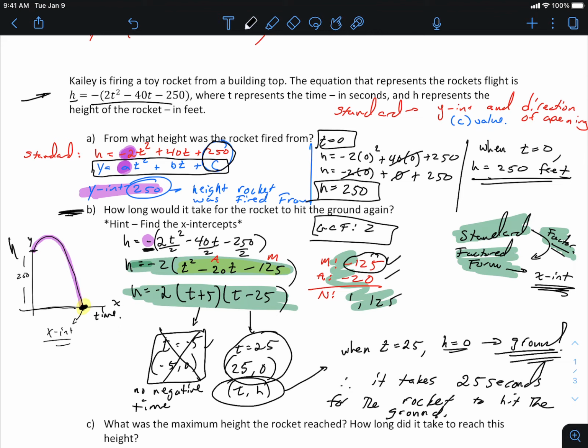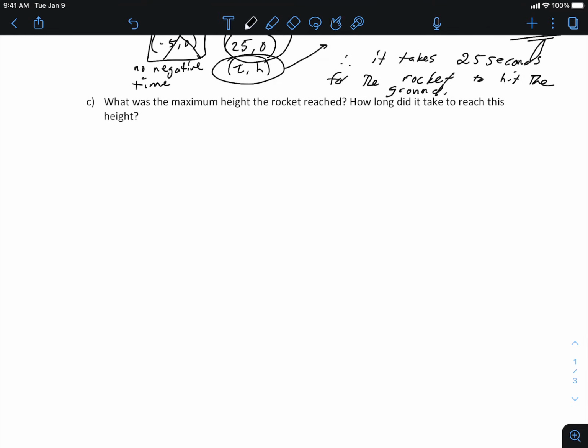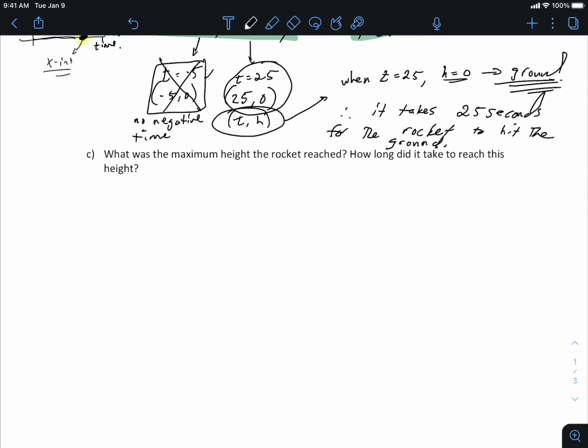Now what I'm going to do is go down here and I want to talk about one of the other key features. So let's go down here and we'll say, what was the maximum height the rocket reached?